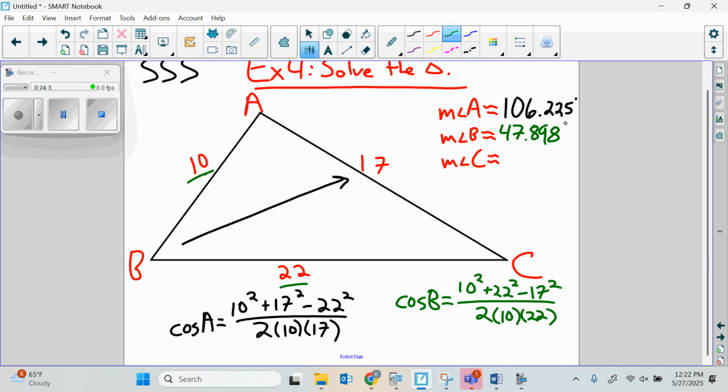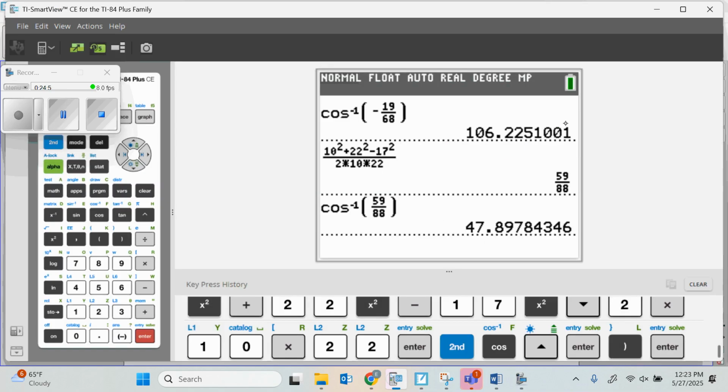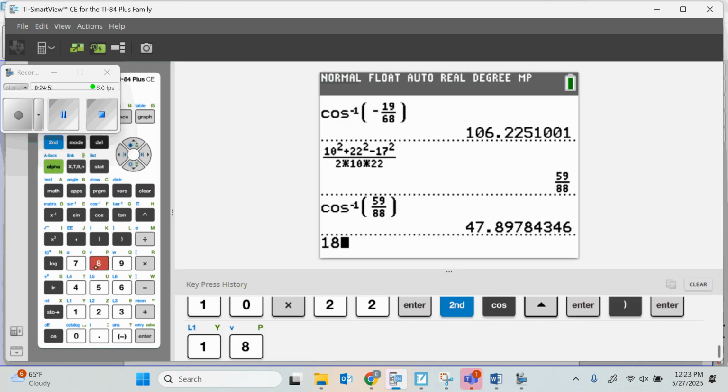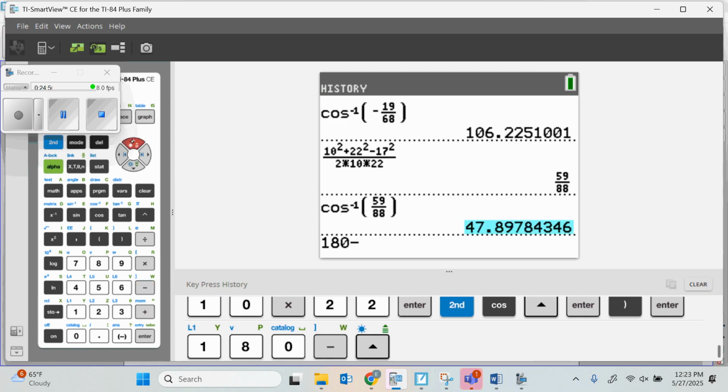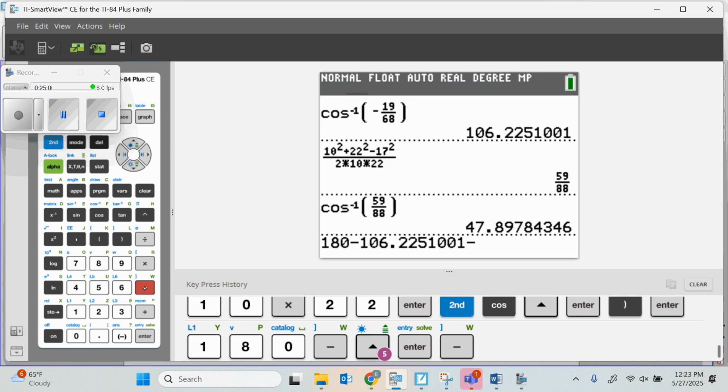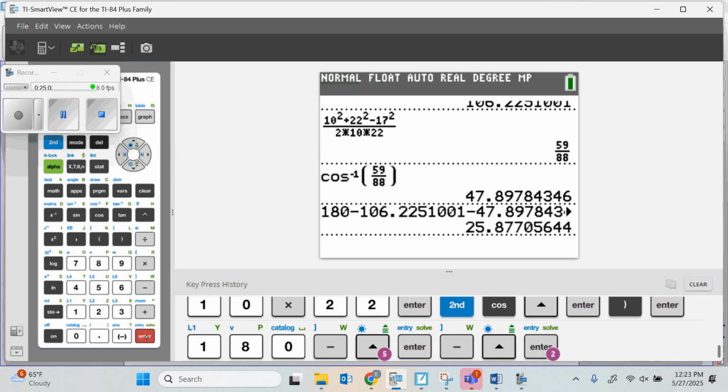Same thing for angle C if you wanted to, and use law of cosines. Or you can just remember that, hey, the 3 angles in a triangle add up to 180. So to get angle C, what I'm going to do is just do 180, take away those 2 numbers. I'll go ahead and do that now. 180, take away that 106 angle A, and I'm going to take away 47 point whatever from angle B. That leaves angle C to be 25.877 degrees.